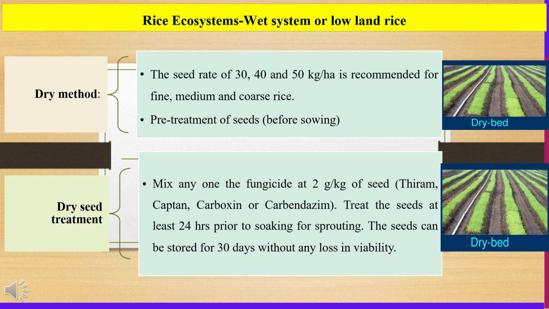To protect seeds from fungal infections and enhance germination, treat the seeds with a fungicide at 2 g per kg of seed. Suitable fungicides include thiram, captan, carboxin, or carbendazim. The seeds should be treated at least 24 hours before soaking for sprouting. After treatment, the seeds can be stored for up to 30 days without significant loss in viability.